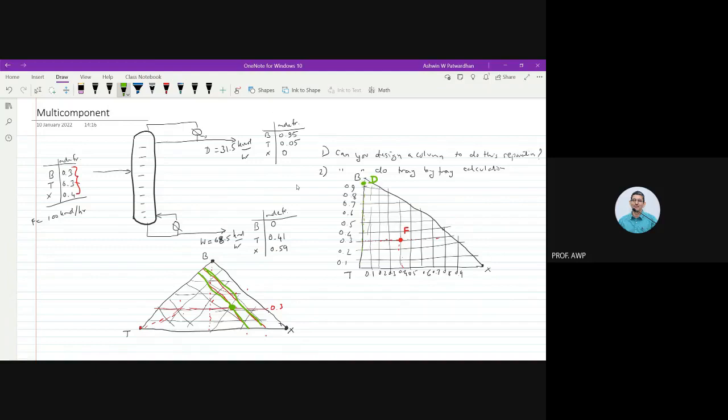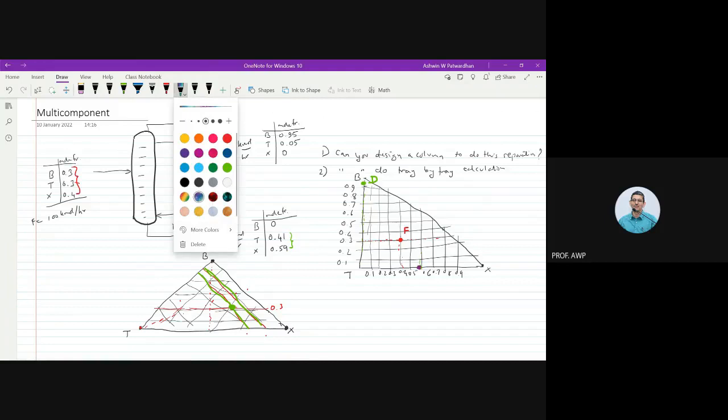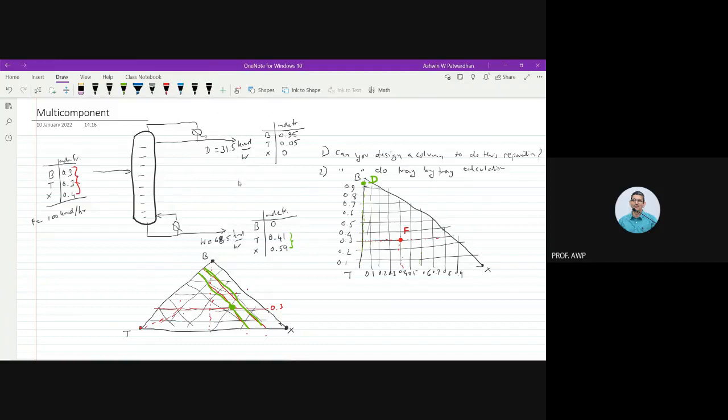Yes, sir. And now if you have to draw the bottom point, W, xylene equal to 0.59, somewhere here, and toluene equal to 0.41, and benzene equal to 0. So where would that point be? Here. Do you agree with that? Yes, sir. This will be our bottom, W.